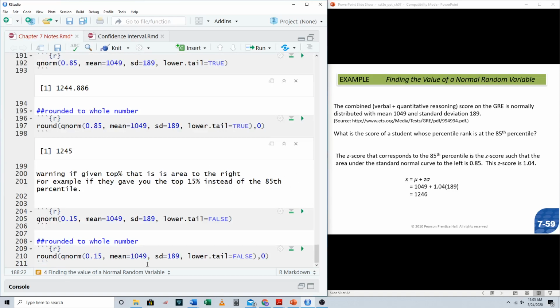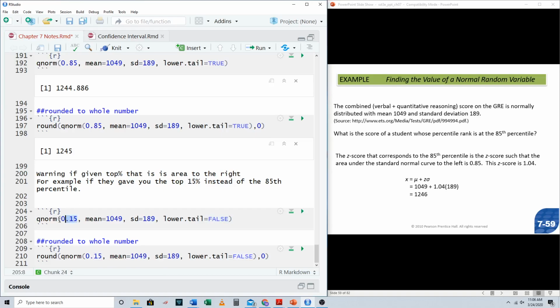Don't worry about it. I'm going to put all this on R anyway, so you should all end up with the same answers. Okay, so now what if they gave you the top 15%? What if they said, what score do you have to be in the top 15%? Now, top 15% is area to the right. So again, if that's area to the right, all you do is put false.